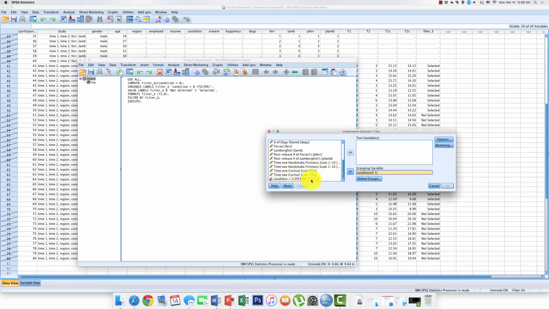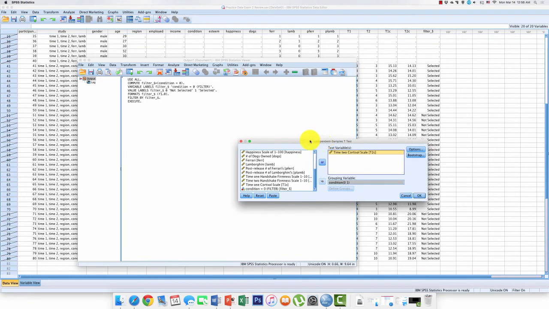Hit continue. And then we are going to be moving our time to cortisol levels. Okay, so I think in your guys's assignment 6, there's no time 1, time 2, it's just cortisol levels. But just try to follow along with what I'm doing here. Pretend this is just cortisol levels. So hit OK.